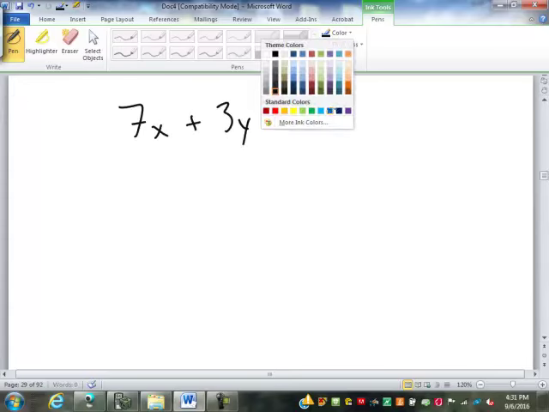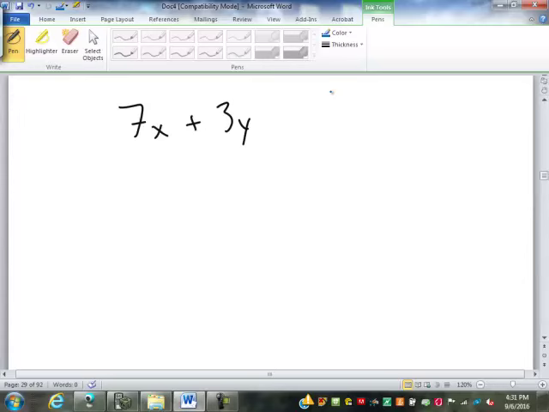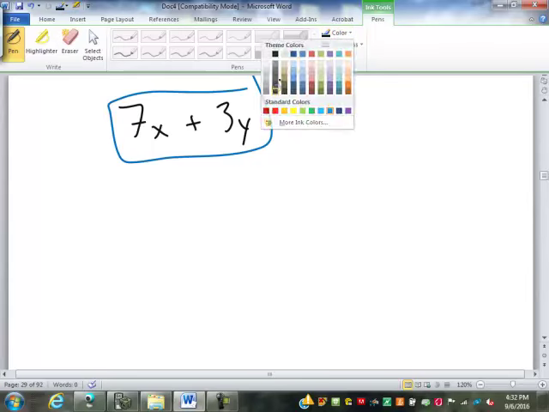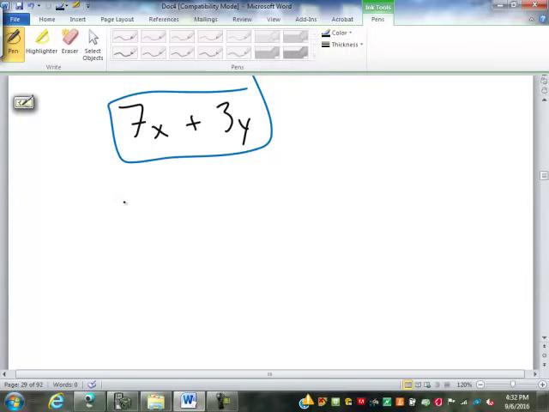What do I get when I try to add that? 7x plus 3y becomes 7x plus 3y. Because they have different names, I cannot combine them with addition or subtraction. But that doesn't mean that I can't do anything with them if there's different names. Now that one I can't do anything with. But I might have something like this.